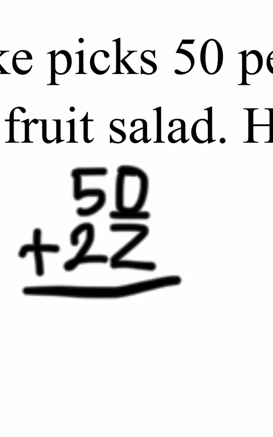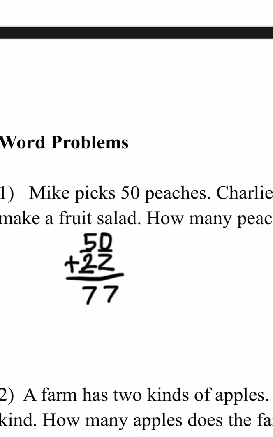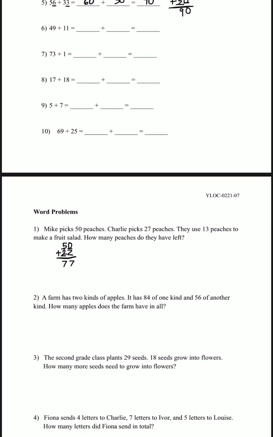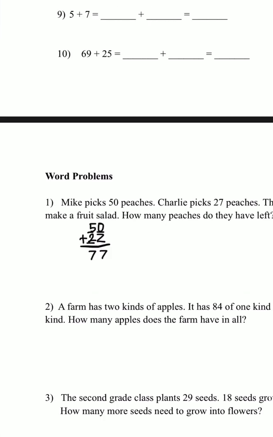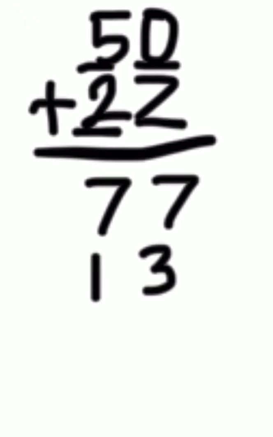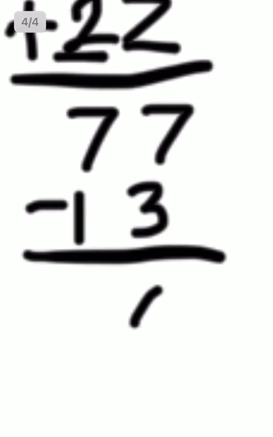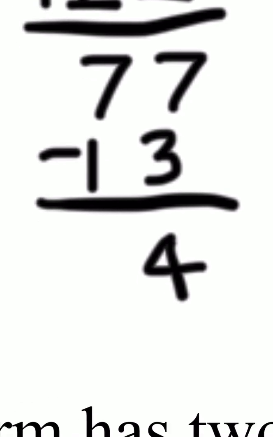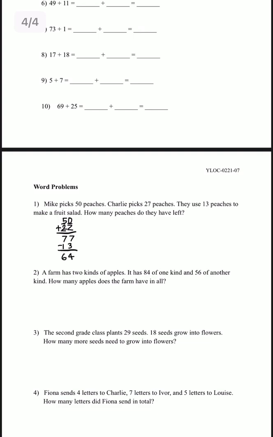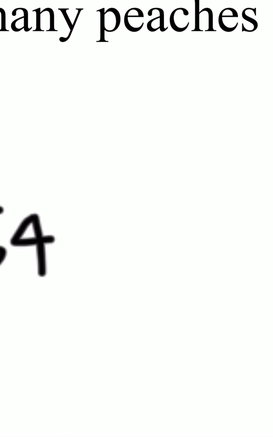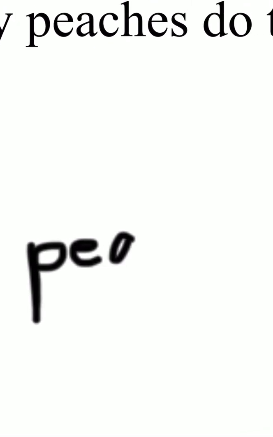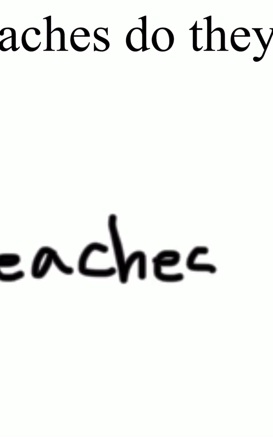0 plus 7 is 7, and 5 plus 2 is also 7. So we have 77, and then we need to subtract 13 since they used it. So 77 minus 13. 7 minus 3 is 4, and 7 minus 1 is 6. So 64 peaches are left.